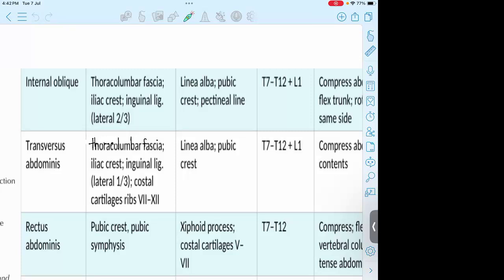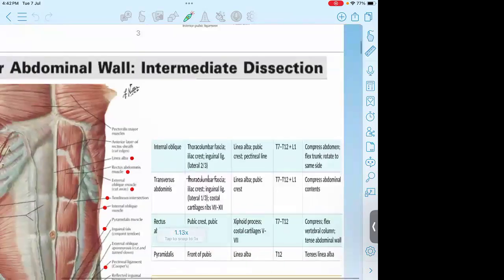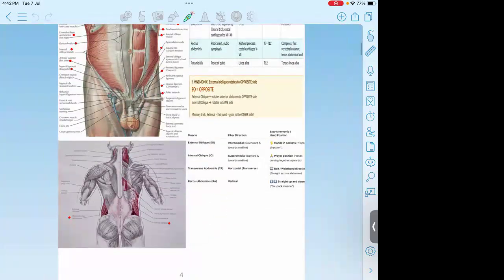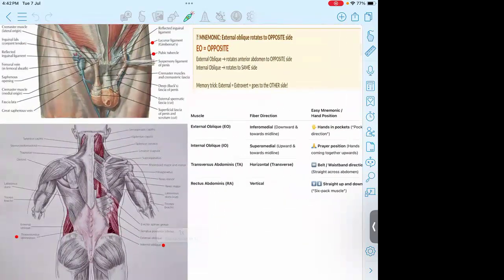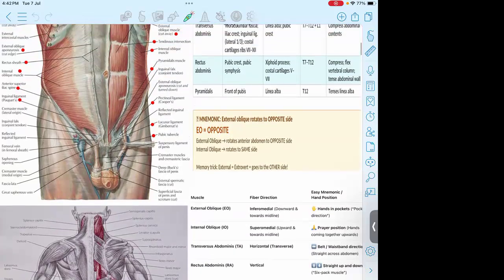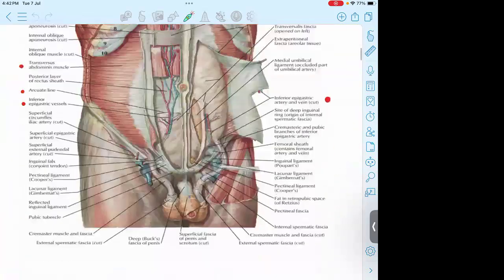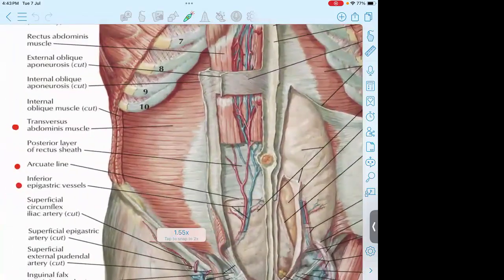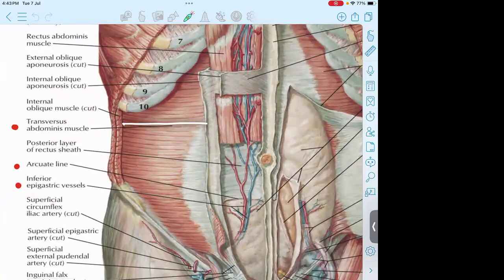Now come to the transverse abdominis muscle. Its name is transverse, so its fiber direction will be transverse. We can use an analogy like a belt or waistband, direction straight across the abdomen. Where is the transverse abdominis muscle here? Here we can get this transverse. See, this is the transverse direction.